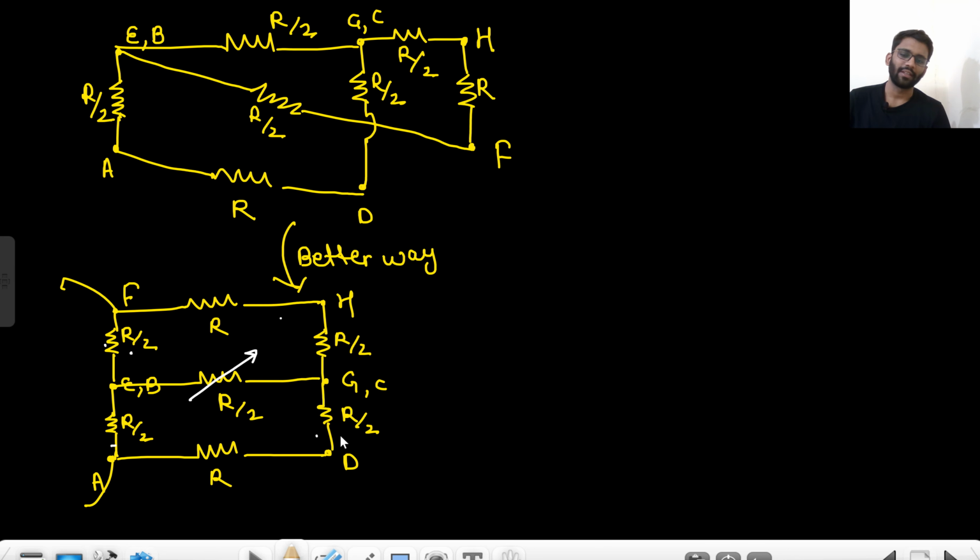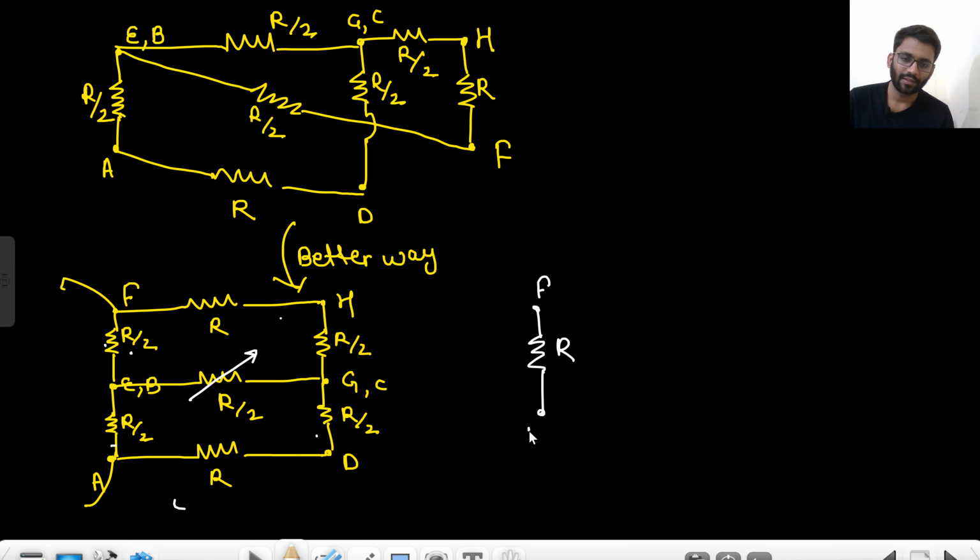Okay. So basically what will happen, 3R by 2 and 3R by 2, it will become 3R. This R by 2 is gone. So this is 3R by 2 and this is 3R by 2. It means it will become 3R, and 3R parallel to R. Basically this R by 2 is gone. So it becomes R. This is F.